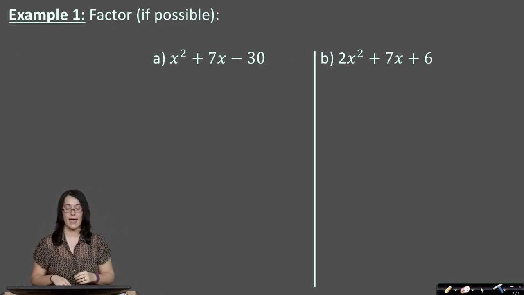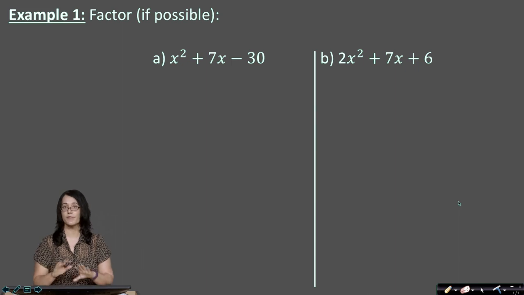In example 1A, it says factor, if possible, x squared plus 7x minus 30. So here, once again, we have the same example as before, so see if you can pause the video and try to mimic what we did. A lot of learning math looks like mimicking at first, unfortunately, until we start to understand what's going on. So go ahead and see if you can mimic what I did in the first example. Pause the video and come back and see how you did.